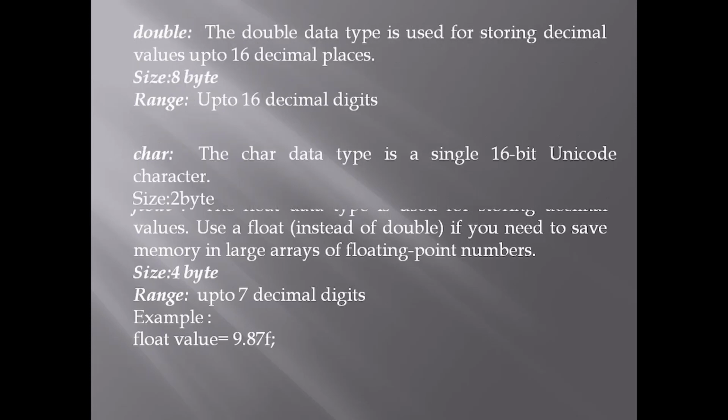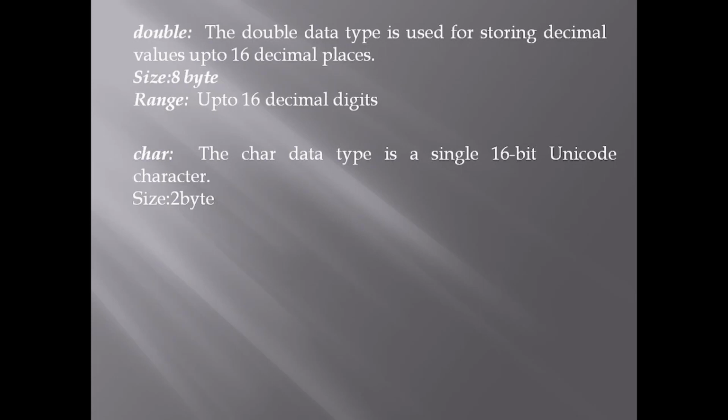Let's move to the other one. Double is basically an upgraded version of float. It can store up to 16 decimal places, and it contains 8 bytes of memory. So according to the situation, if we want our value up to 7 decimal places, we can use float, and if it is up to 16 decimal places, we have to use double.